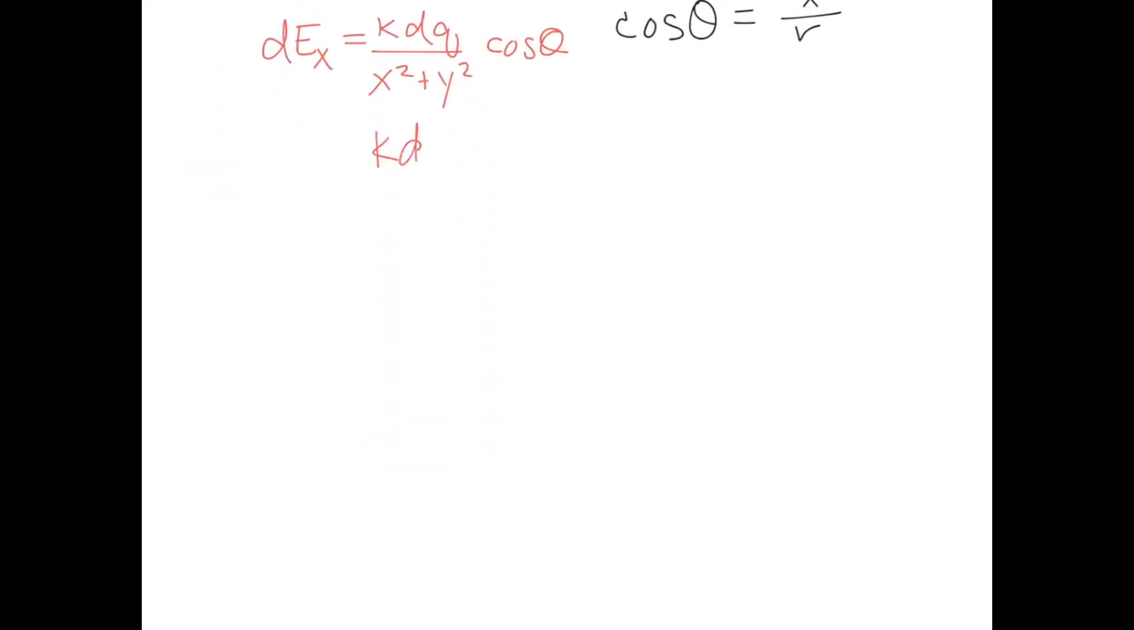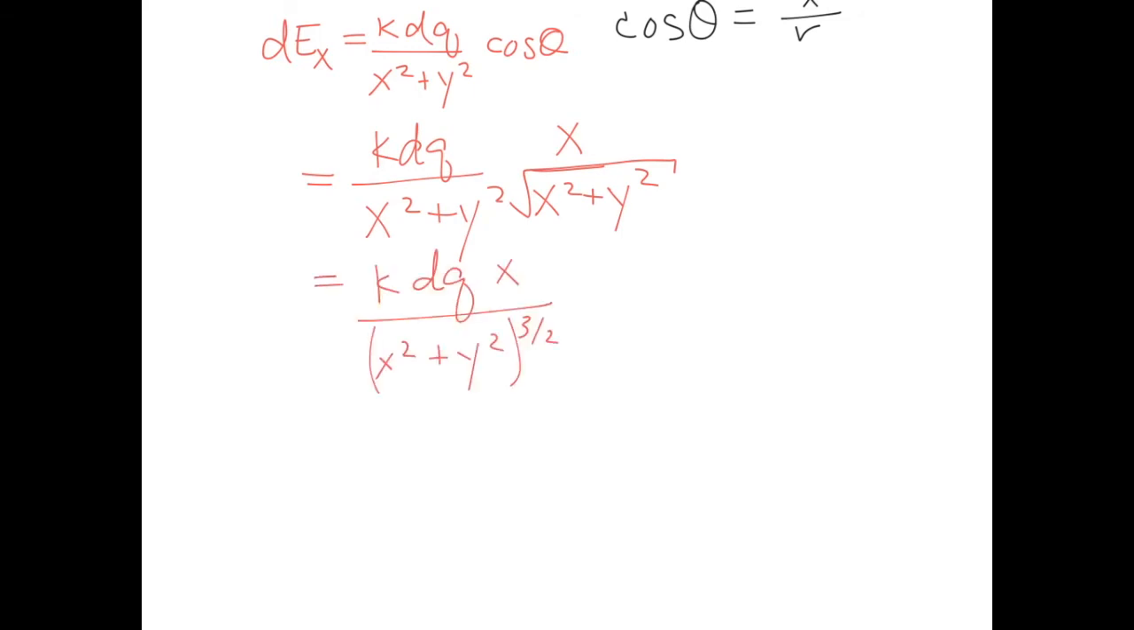So if I expand that out, there's x squared plus y squared under both parts of that, so I can group that together to get an x squared plus y squared to the 3/2. So this is the component of the electric field that a little chunk of charge makes in the x direction. Now all we have to do is integrate over that whole entire line of charge.